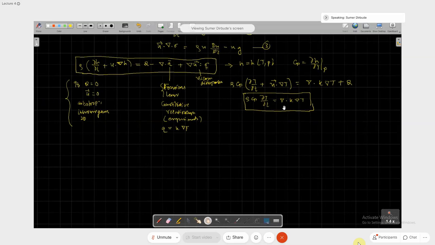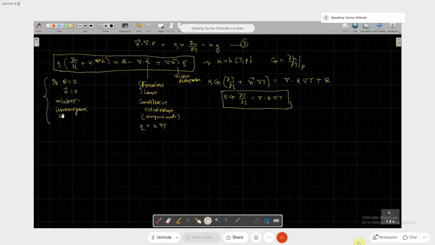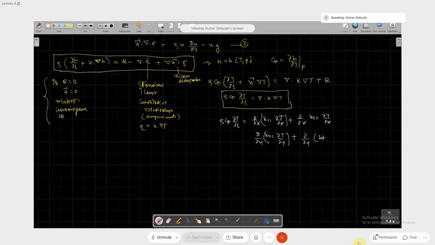If that is the case, then for this anisotropic, inhomogeneous material in 2D, you have to write this expression as rho Cp del T del t is equal to del dot. So del dot I am representing now as del x K1 del T del x plus del x K2 del T del x, del y K1 del T del y plus del y K2 del T del y.